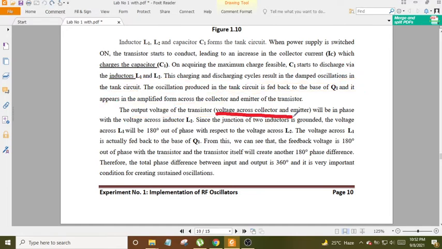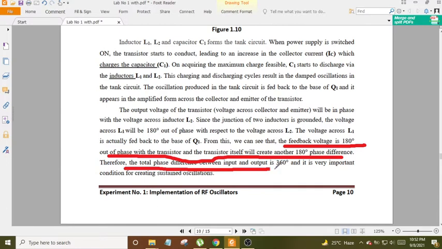Voltage across collector and emitter will be in phase with the voltage across inductor L2. Since the junction of the two inductors is grounded, the voltage across L1 will be 180 degrees out of phase with respect to the voltage across L2. The voltage across L1 is actually fed back to the base of Q1. From this, we can see that the feedback voltage is 180 degrees out of phase with the transistor, and the transistor itself will create another 180 degrees phase difference. Therefore, the total phase difference between input and output is 360 degrees, and it is a very important condition for creating sustained oscillations.